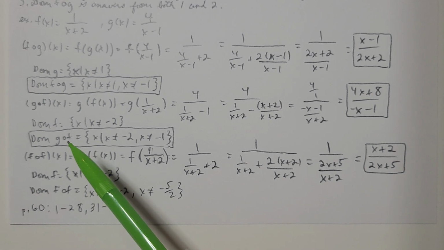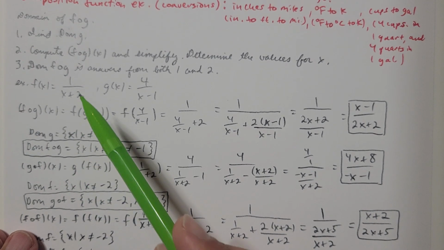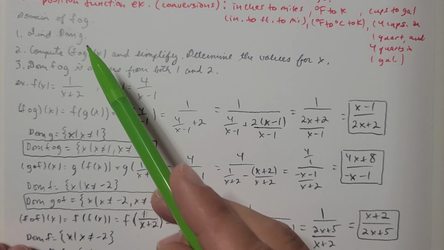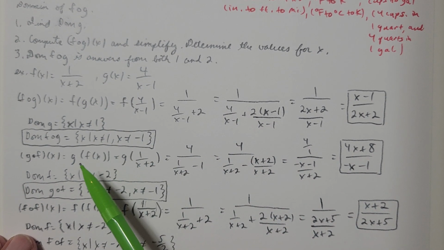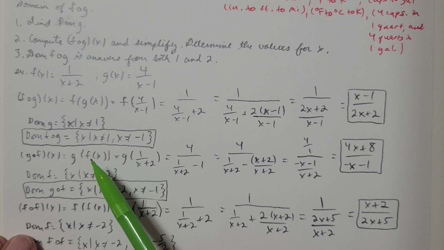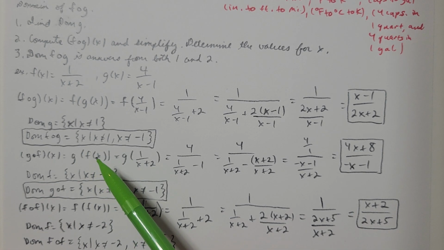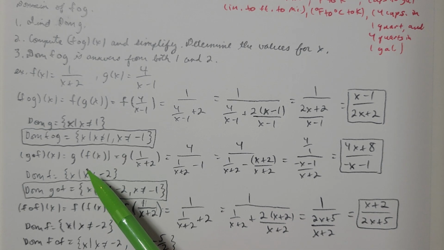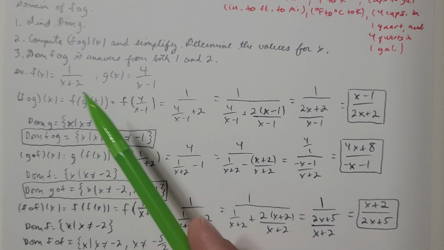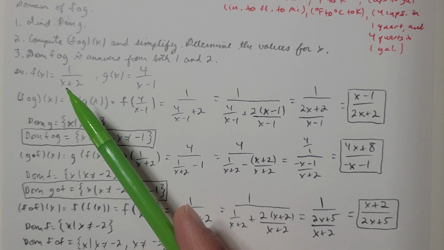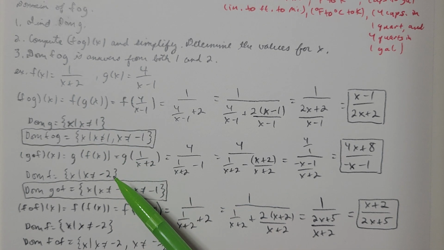The domain of g composed f. So the first thing I have to know is the domain of f because f is being plugged into g. So we have to know what numbers we can plug into f before we plug them into g composed f. Well, here's f of x. Okay, it looks like x can't be negative 2, right? Because you can't divide by 0. So the domain of g composed f, I'm going to start by saying the set of all x such that x is not equal to negative 2.